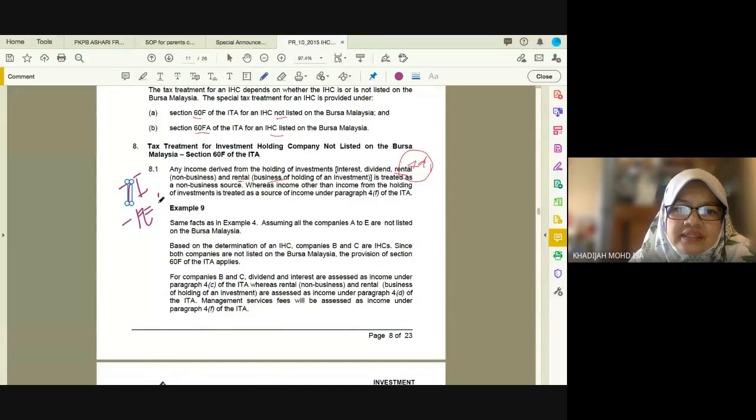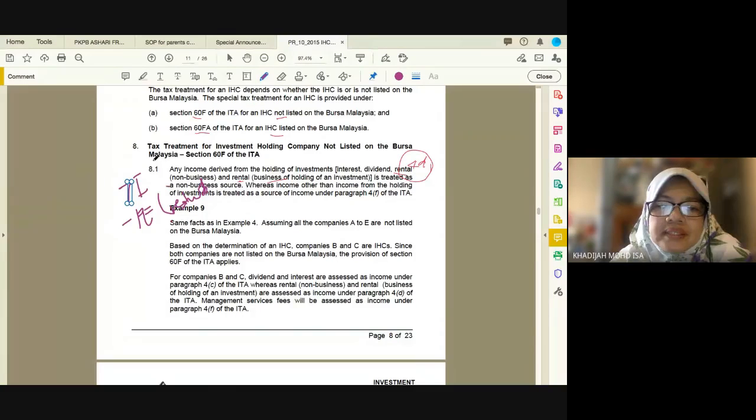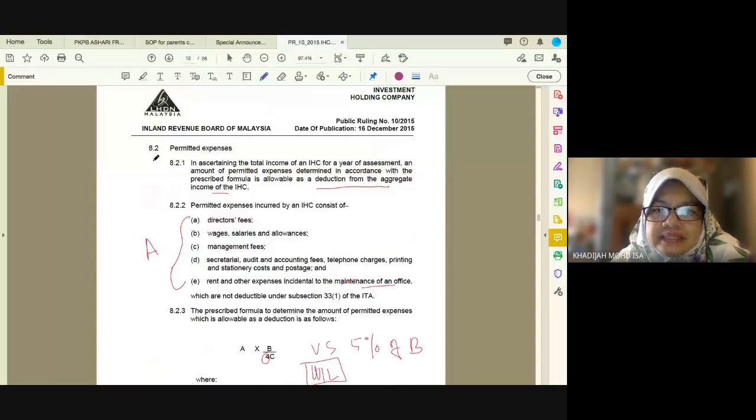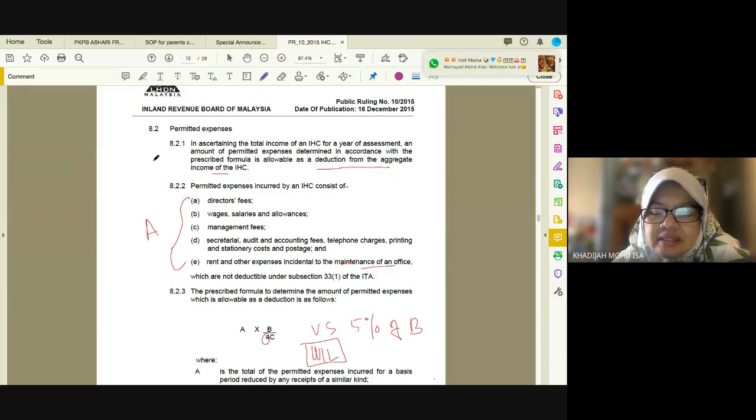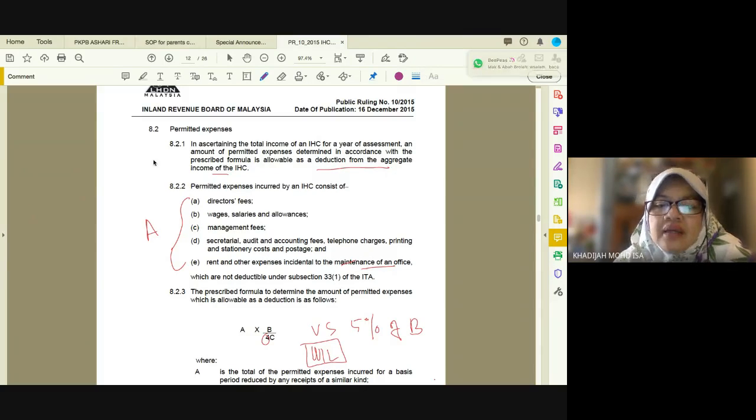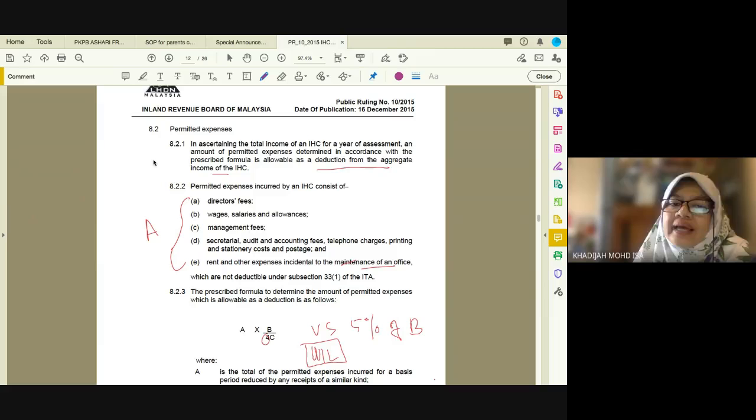Actually, permitted here is the restricted amount, restricted permitted expenses. What are permitted expenses? Permitted expenses must be only these expenses: directors' fees, wages, salary and allowances, management fees, secretarial, audit and accounting fees, telephone charges, printing and stationery costs and postage, and rental and other expenses incidental to the maintenance of an office. For ISC, you are only allowed to deduct these expenses. If you have other expenses, they will not be allowed to be deducted. This is what we call permitted expenses.